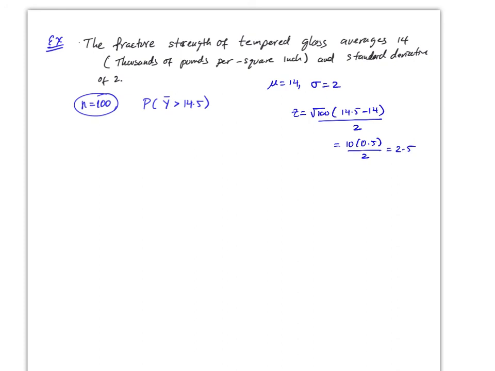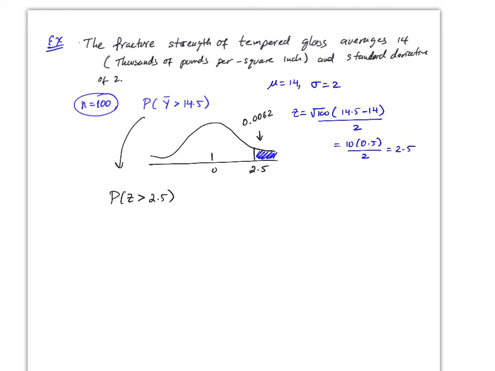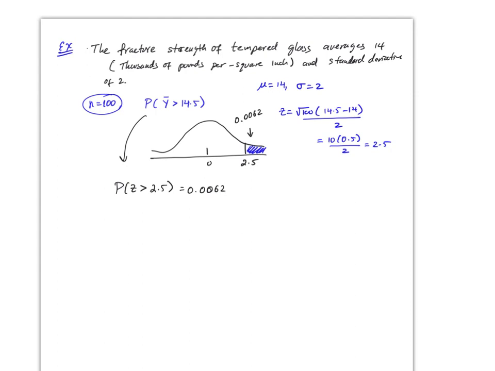All right, so therefore we're trying to find the probability that z is greater than 2.5. Then you can look to the table or the calculator. The value from the table is 0.0062. So therefore the probability of this happening is 0.0062.